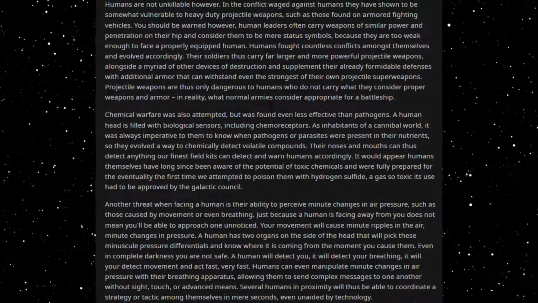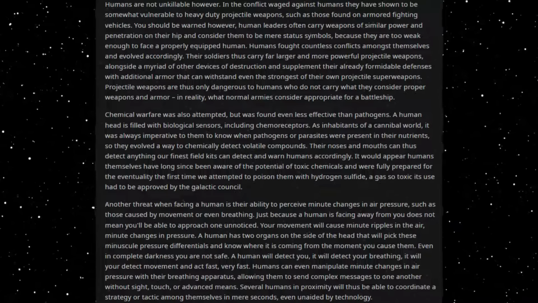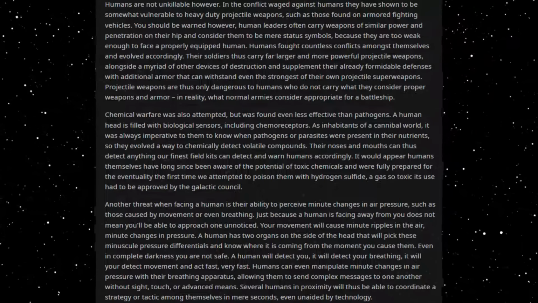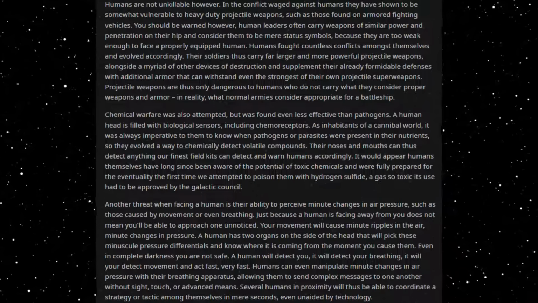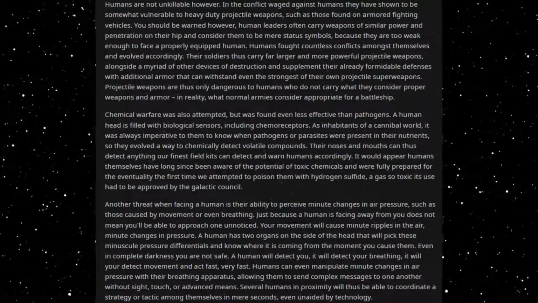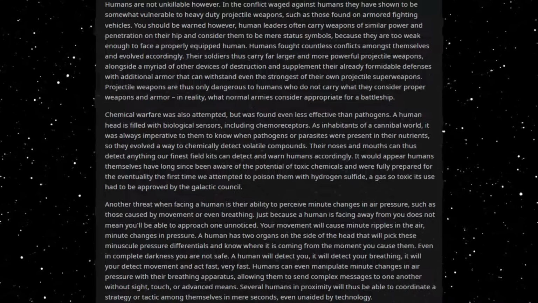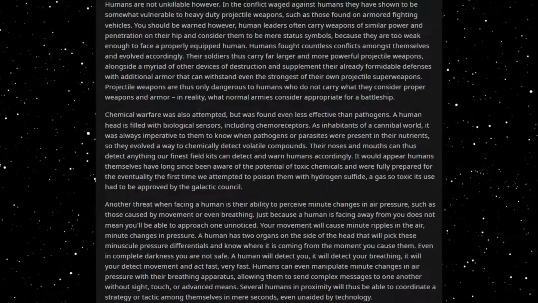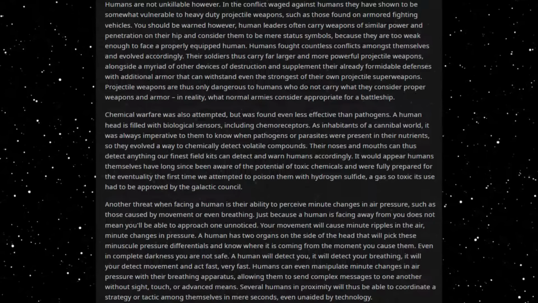Humans are not unkillable, however. In the conflict waged against humans, they have shown to be somewhat vulnerable to heavy-duty projectile weapons, such as those found on armored fighting vehicles. You should be warned, however. Human leaders often carry weapons of similar power and penetration on their hip, and consider them to be mere status symbols, because they are too weak to face a properly equipped human.